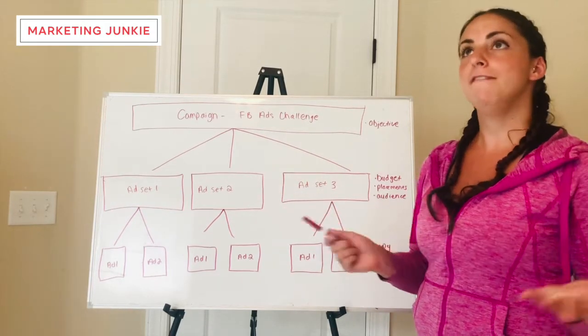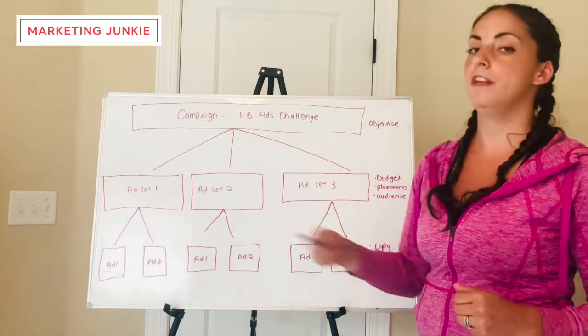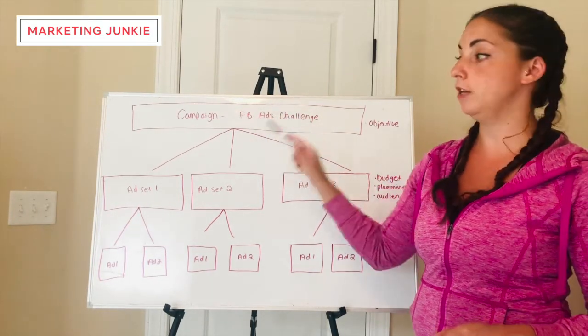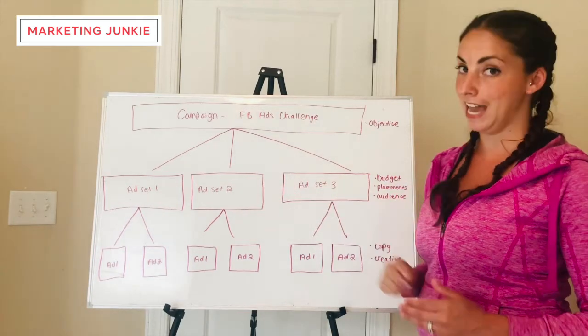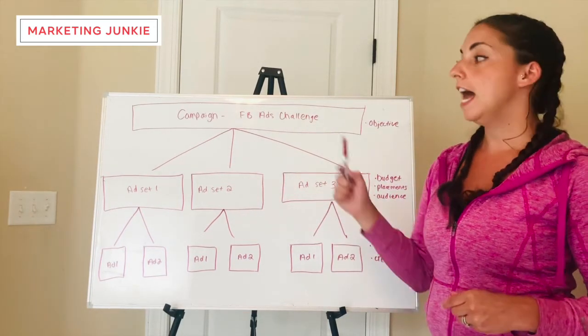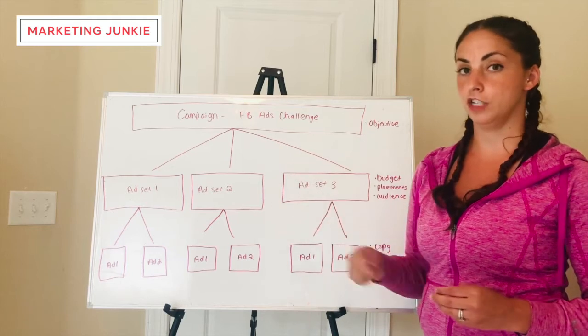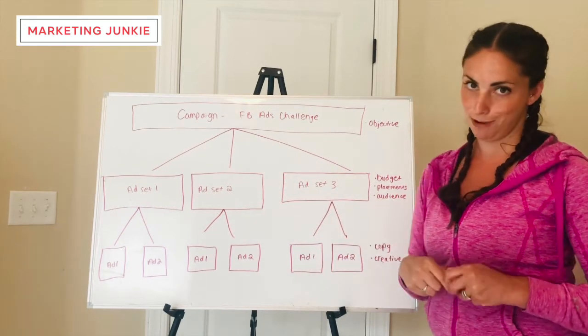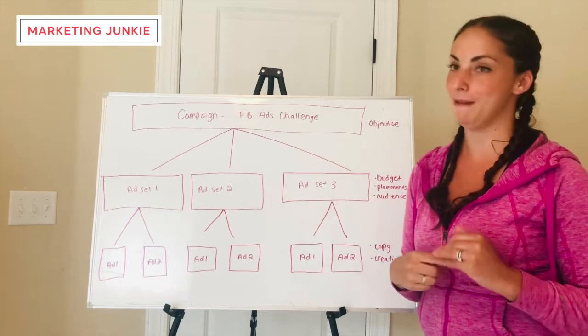A lot of people get confused with this. They think that if they want to test different audiences, they have to clone the entire campaign, but you can actually just have multiple ad sets inside of the campaign. I'm going to break this down on the computer so that it becomes a little bit more clear for you, but I thought it was helpful to whiteboard it out first. That's how I think best.